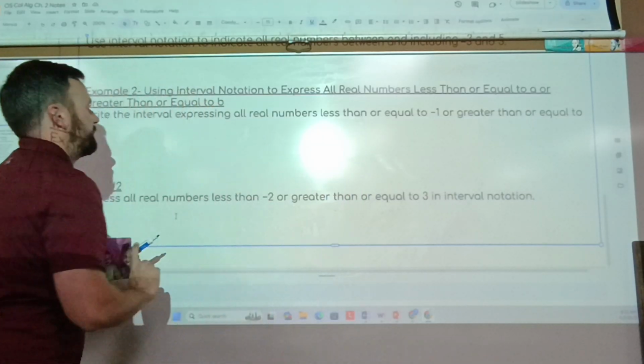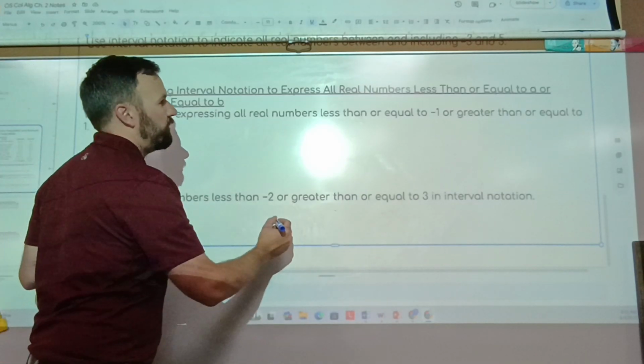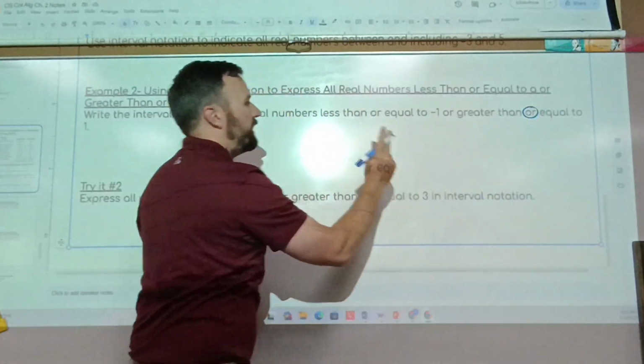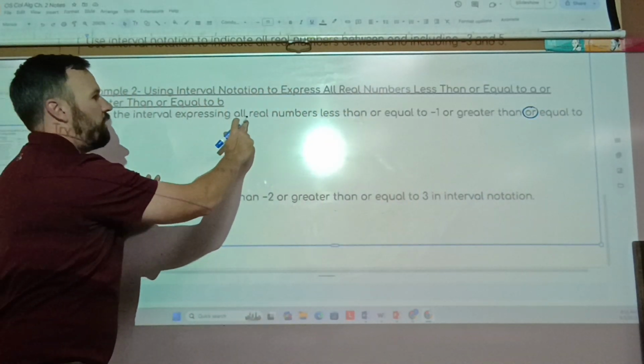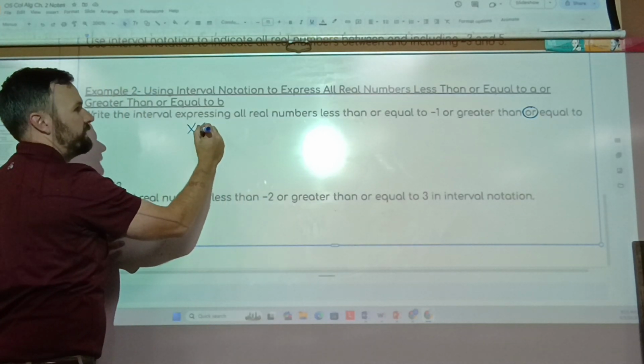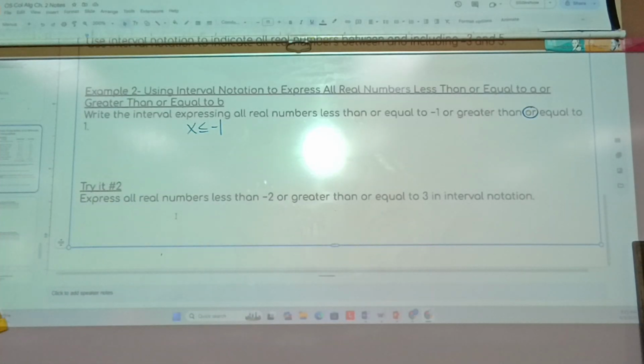All right, how about this one? Write the interval: all real numbers less than or equal to -1 or greater than or equal to. Do we have any that are not or equal to? Oh, we do. So this is an or. So we have two inequalities we're looking at. All real numbers less than or equal to -1. So x is less than or equal to -1, right?